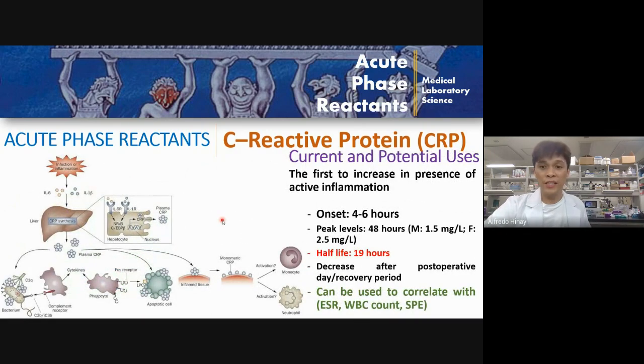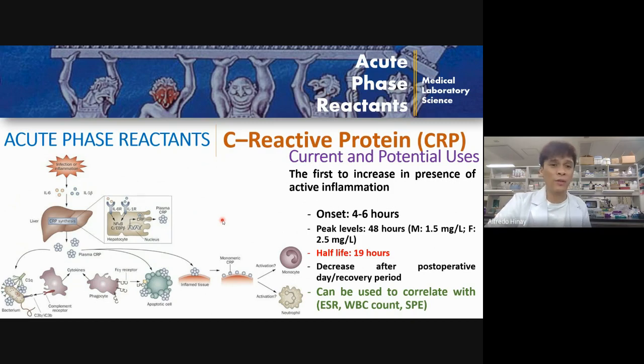So the current and potential use of your CRP: because it is an acute phase protein, it is the first to increase in the presence of active inflammation, around 4 to 6 hours during the inflammation. So imagine, within 4 to 6 hours, your interleukin 6 or interleukin 1 will already increase, telling your liver to produce your CRP within these hours. The peak level is 48 hours. The normal for male is 1.5. For female, it's 2.5. The half-life is 19 hours.